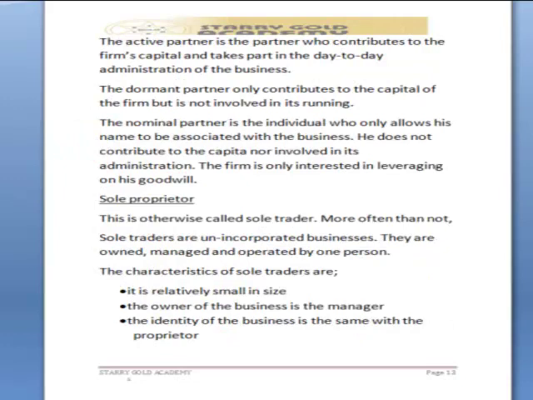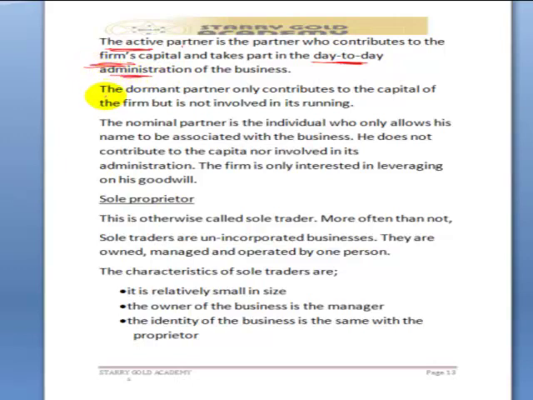Now let's take short notes on the active partner. We are told that the active partner is a partner who contributes to the firm's capital and takes part in the day-to-day administration of the business. This is very important for active partner.